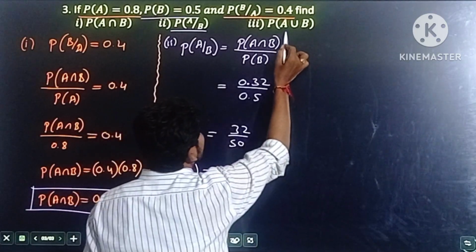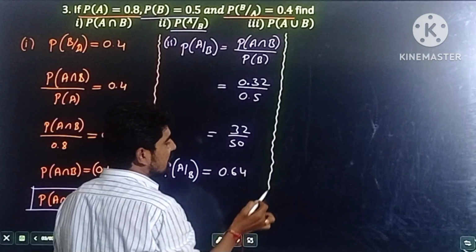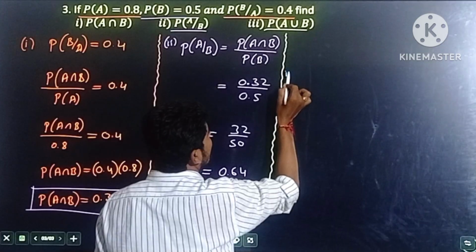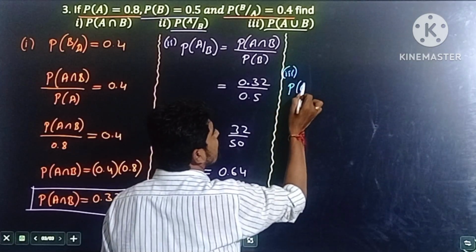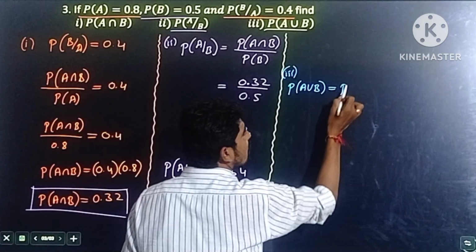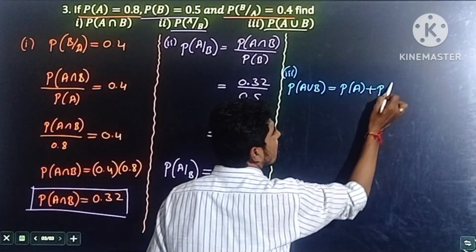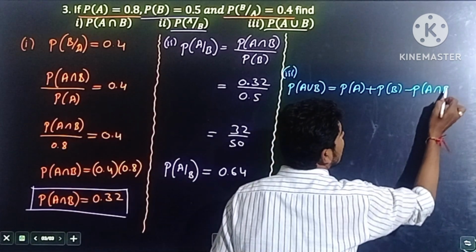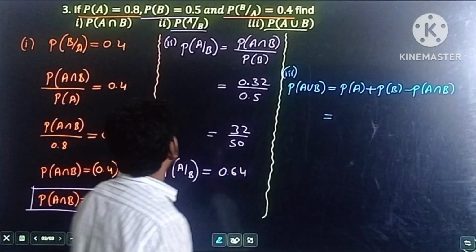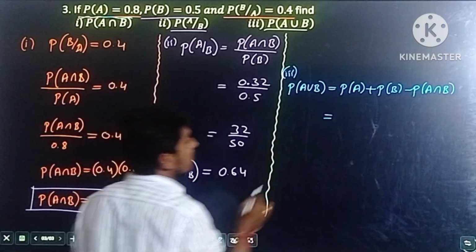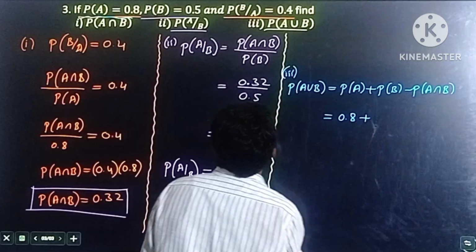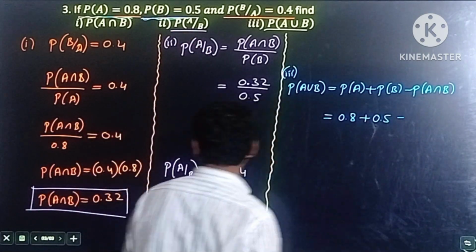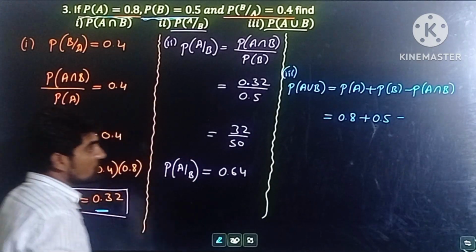And here is the third question. We need the value of probability of A union B. We know the formula: probability of A union B is equal to probability of A plus probability of B minus probability of A intersection B. Probability of A is given in the question, that is 0.8, plus probability of B, which is also given, 0.5, minus the value of probability of A intersection B we calculated, which is 0.32.